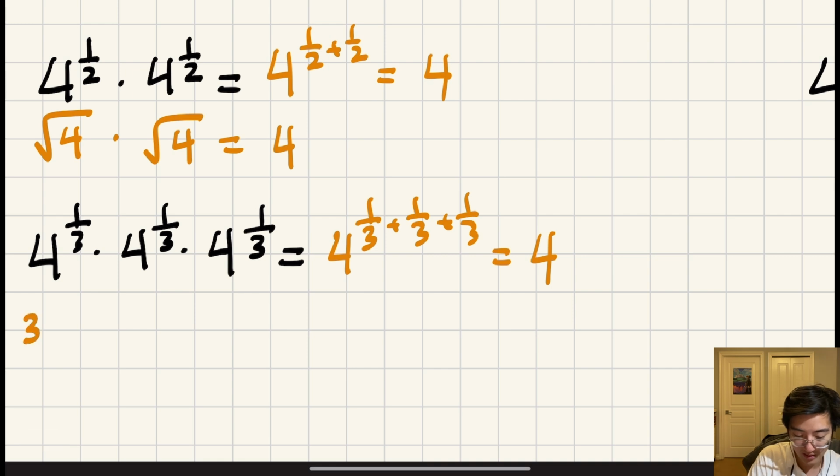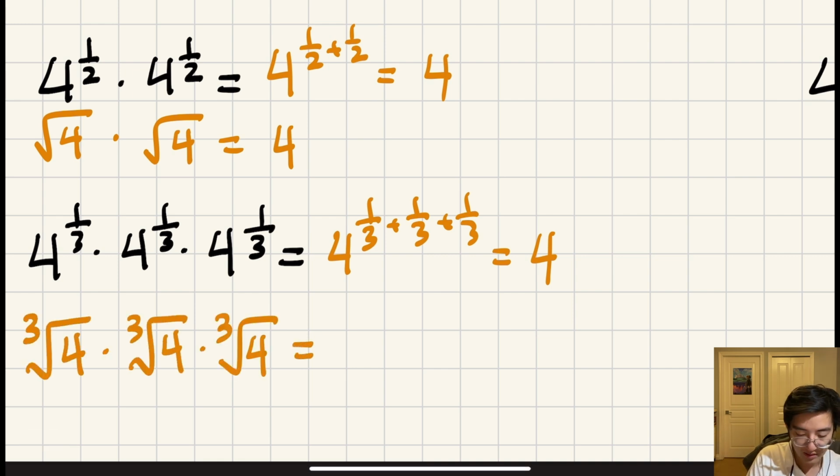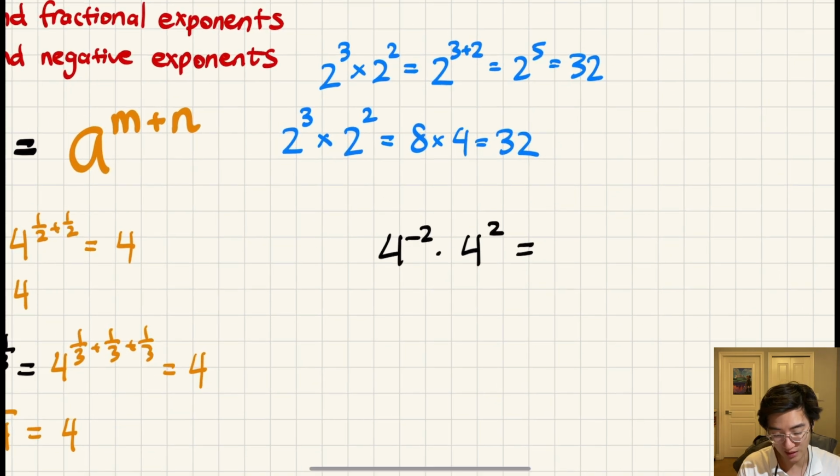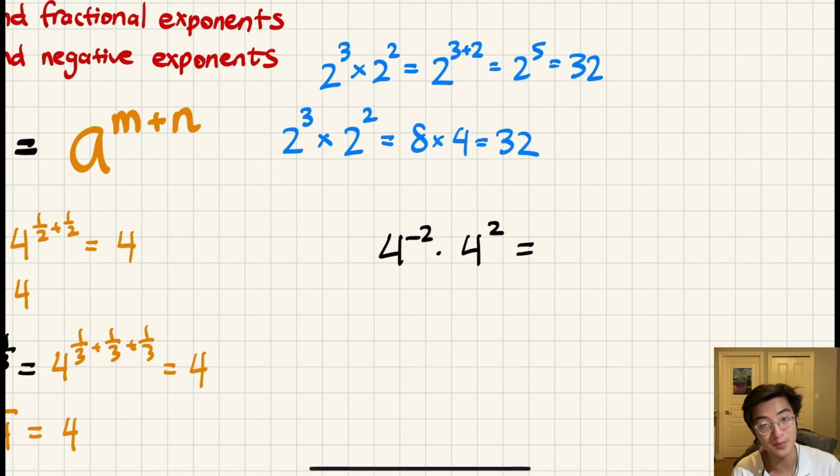Similarly, with the 1 over 3, it's the cube root. So if we have the cube root of 4 multiplied by itself 3 times, we get 4 once again. So fractional exponents are just a fancier way of writing roots. And now using the same exponent law, we can actually figure out how negative exponents work as well.